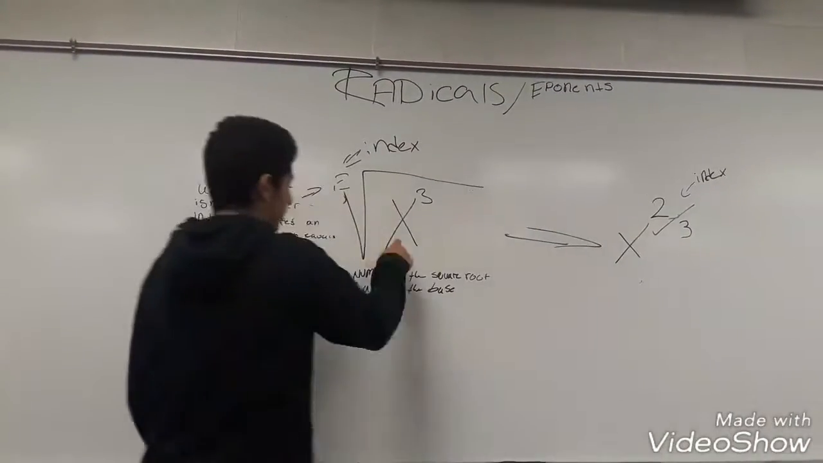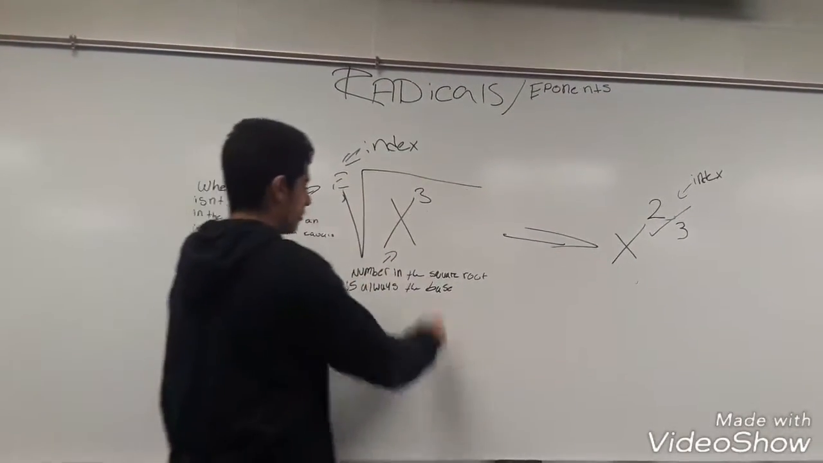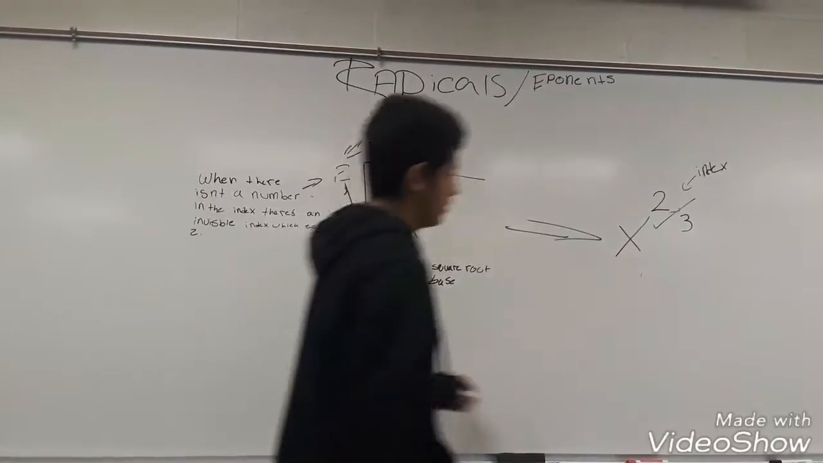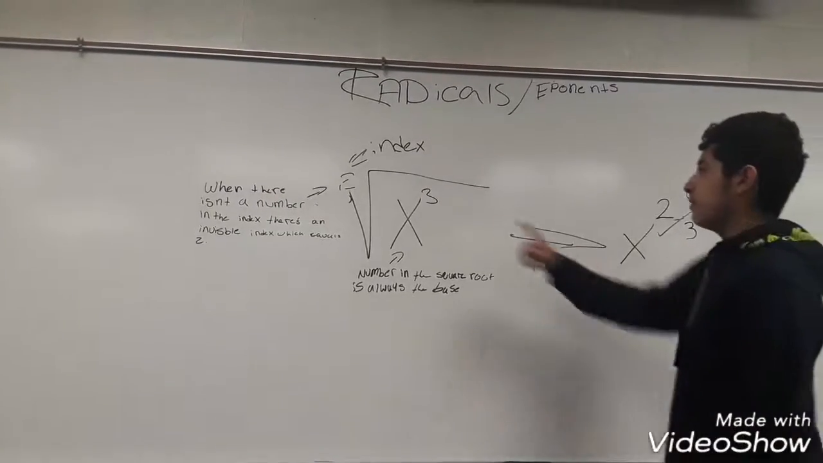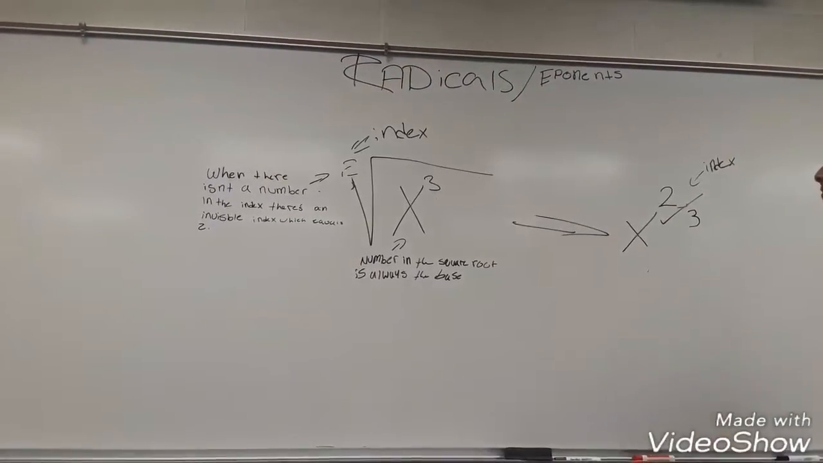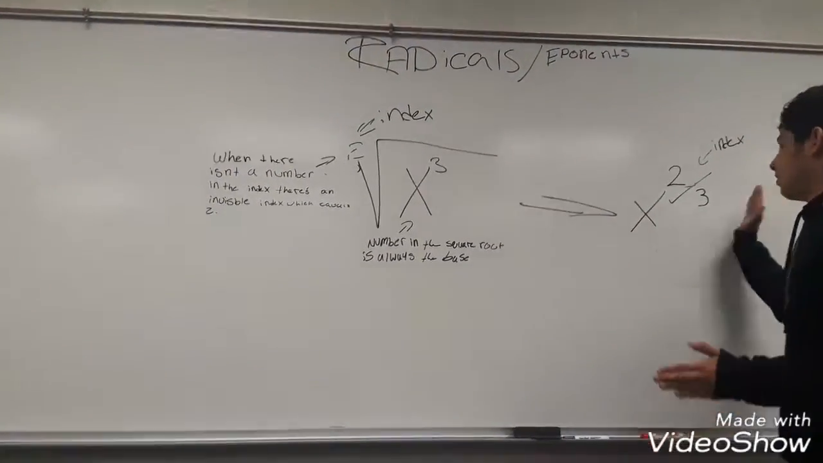Now, the number in the square root, the x, is always the base. And so you see right here, it's the base. And the 3 is always the bottom number. And that's how you simplify it.